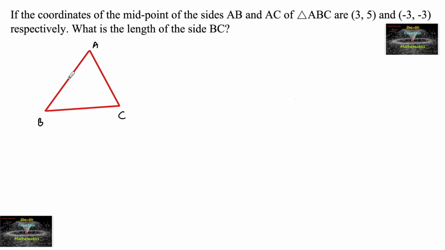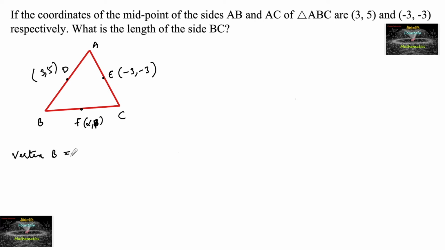The midpoint of the side AB is given, let us consider it to be D, 3, 5, and the midpoint of AC is given, let's consider it to be E, minus 3, minus 3. Now let the midpoint of BC be, say, F, alpha, beta. Then we have the vertex B can be taken.